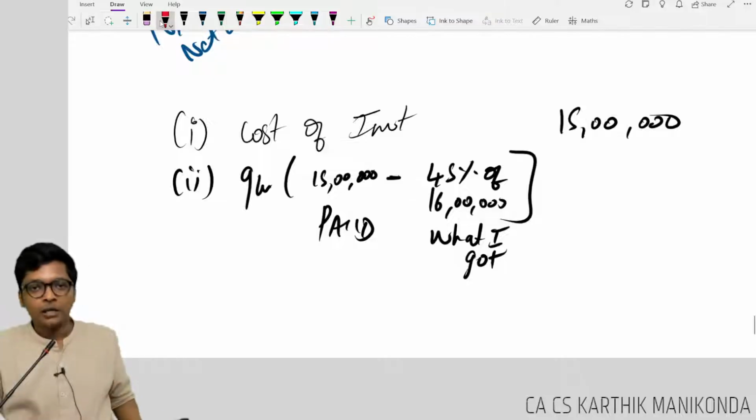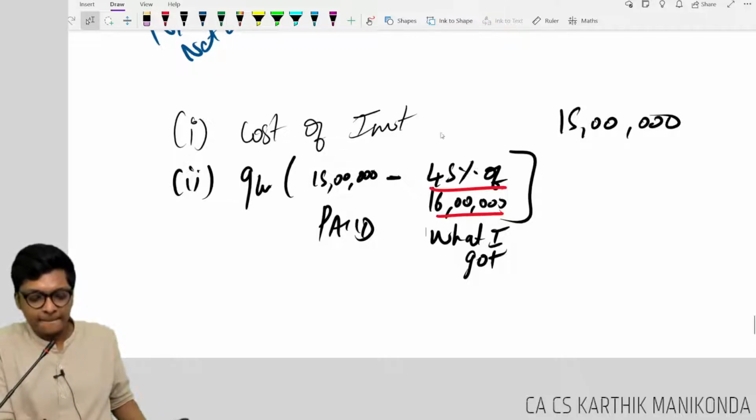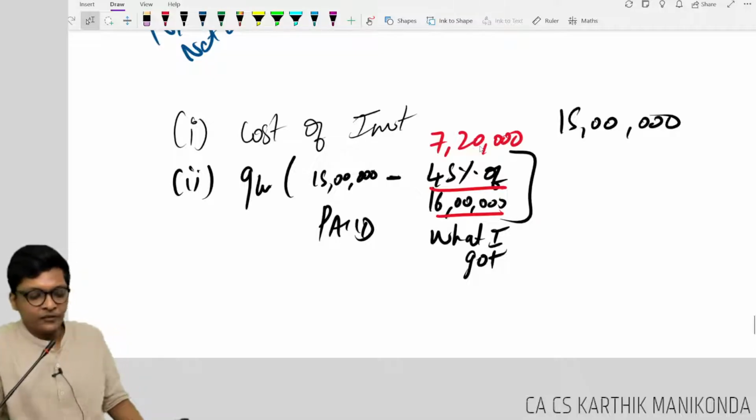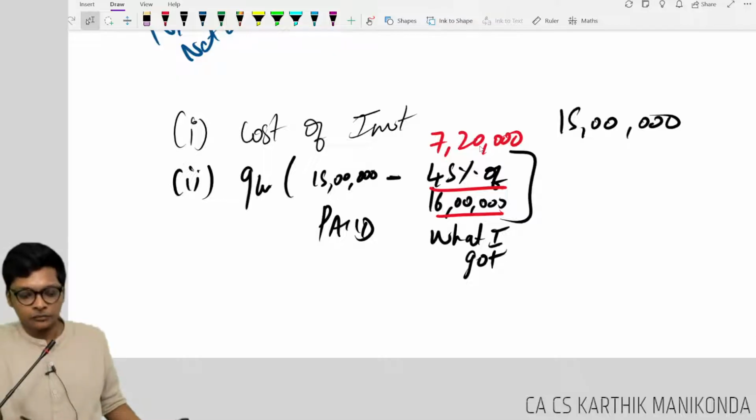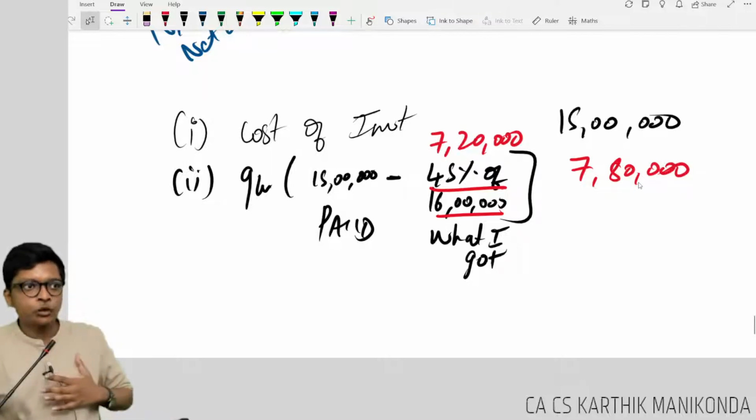Okay. Fine. So what is the goodwill? What is 45% of 16 lakhs? 7 lakh 20,000. So 15 lakhs minus 7 lakh 20,000 is how much? 7 lakh 80,000. That means I am just going to make a statement.